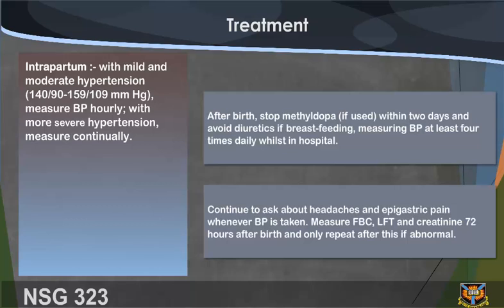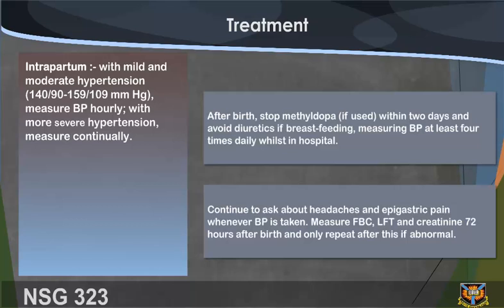Intrapartum, with mild and moderate hypertension, 140/90 to 159/109 mmHg, measure BP hourly. With more severe hypertension, measure continually. After birth, stop methyldopa if used within 2 days and avoid diuretics if breastfeeding, measuring BP at least 4 times daily whilst in hospital. Continue to ask about headaches and epigastric pain whenever BP is taken.